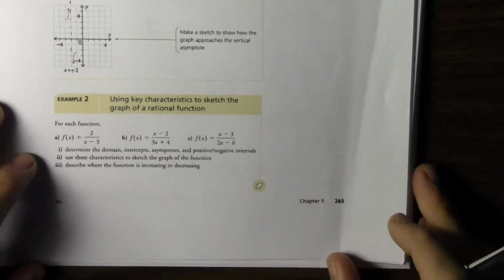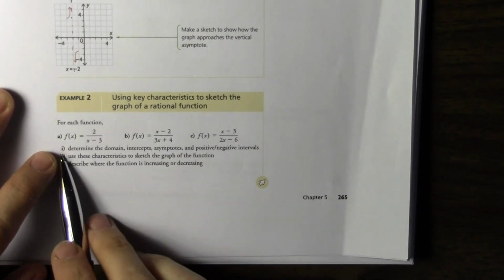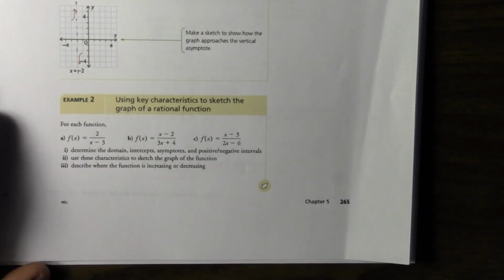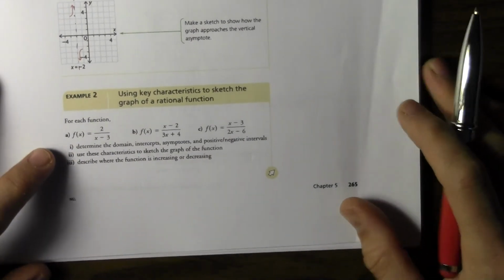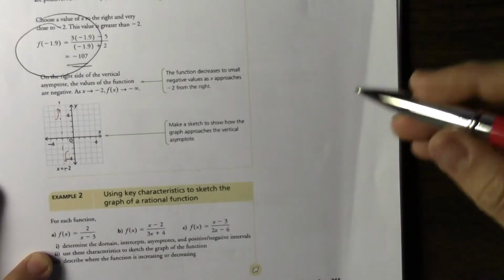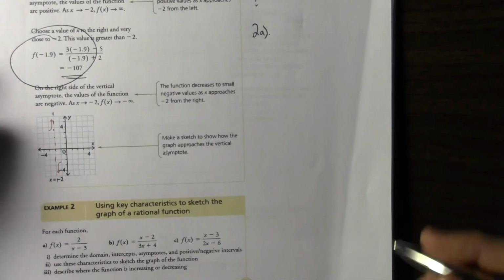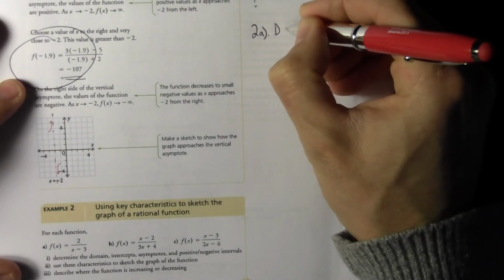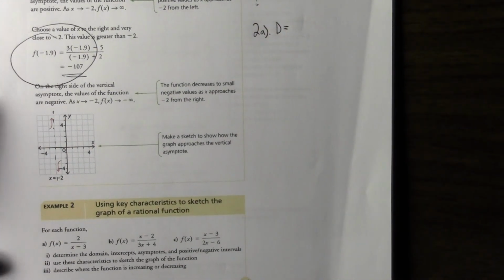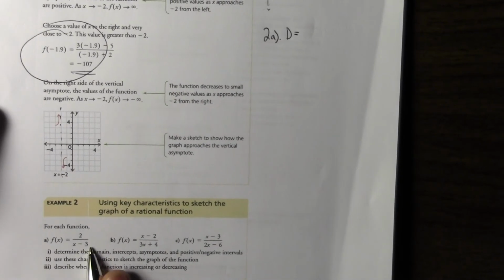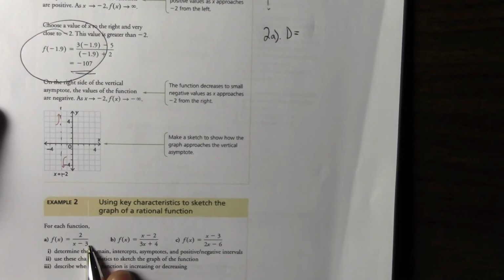Okay, example 2. Using key characteristics to sketch the graph of rational functions. For each, we need to do everything that we were doing in the investigate. All right, so let's do the first one up here. So our domain. Here's the function down here. You can tell me the domain. Anthony?